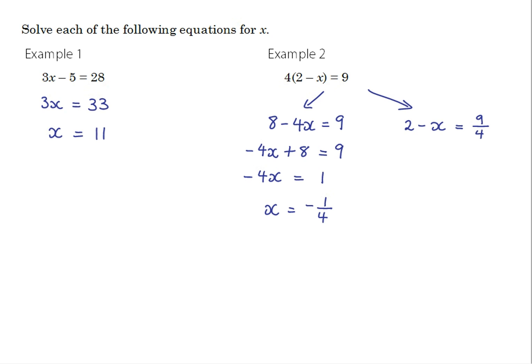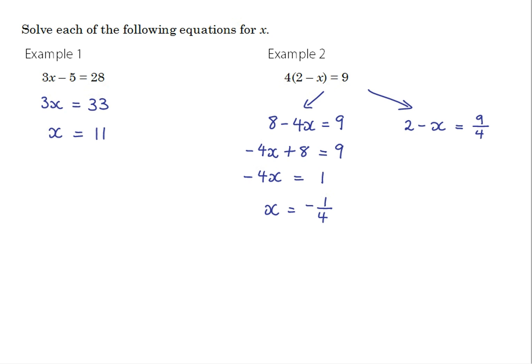So you'll see in this particular example, this isn't a great method because we've created fractions for ourselves very early on in the problem. But if we had this same equation with an 8 or a 12 or a 16 on the right hand side, I would definitely divide by 4 first.